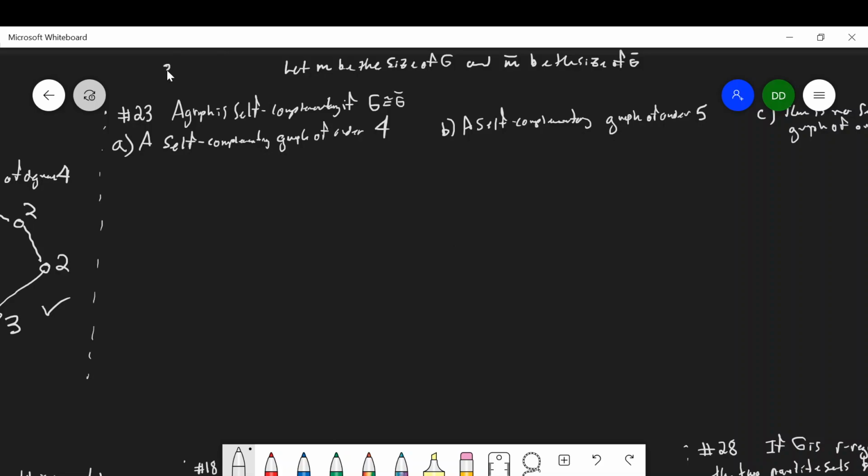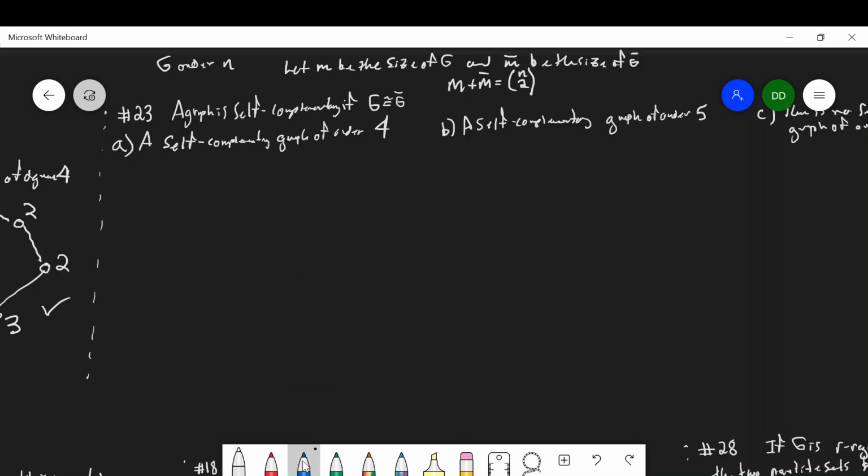So let's say G has order n. What this is telling me is that M plus M bar must equal n choose 2, the number of edges in the complete graph. And again, you can see that visually. If you take a graph and its complement and overlay them on top of each other with the same vertex set, you'll get the complete graph. So, okay, this is telling us some information that'll be useful. For example, if we have a self-complementary graph of order 4, then n choose 2.